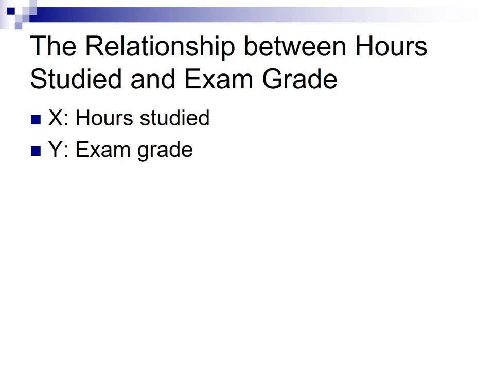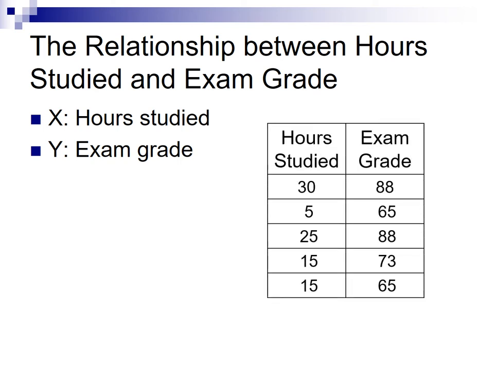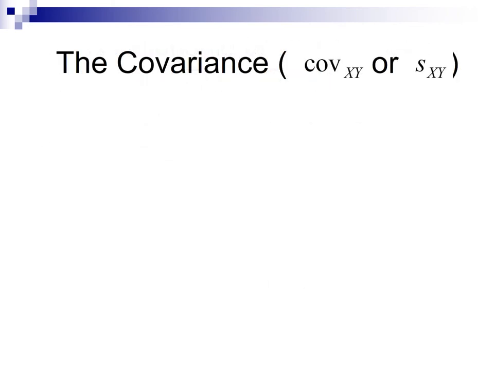Now let's learn how to compute the relationship between two variables. The X variable is hours studied and the Y variable is exam grade. Here we have 5 students. To examine how hours studied is related to exam grade, we should first compute the covariance between X and Y.